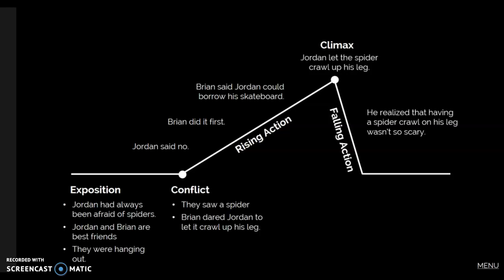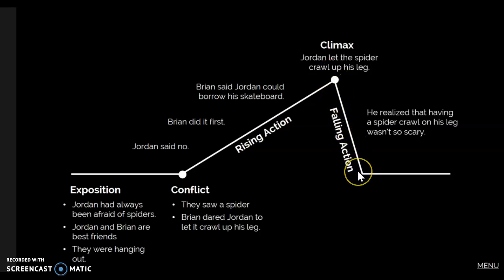So the falling action is when Jordan realized that having a spider crawl on his leg wasn't so scary, right? This is where the tension is released. So here the tension in the rising action, it builds and builds and builds. And then in the climax, oh my God, the big thing happens, which is a spider crawling on his leg in this story. Well, we can't stay up here at this high level of stress and tension and excitement. We have to come back down to normal. So that's the falling action.